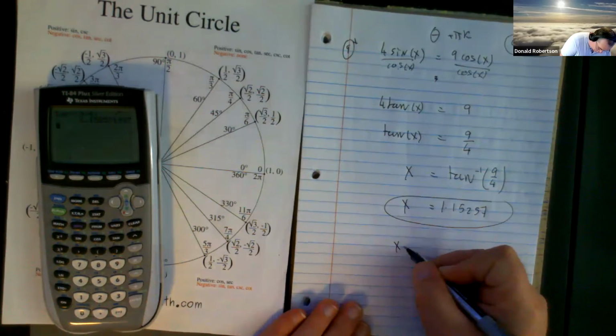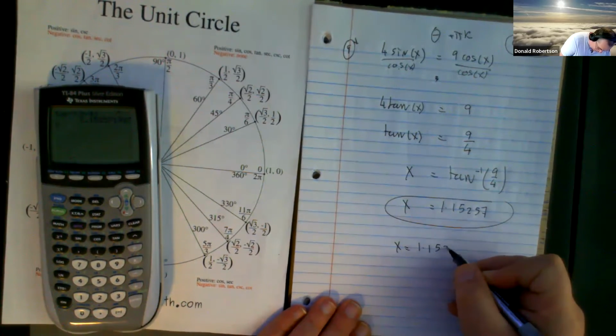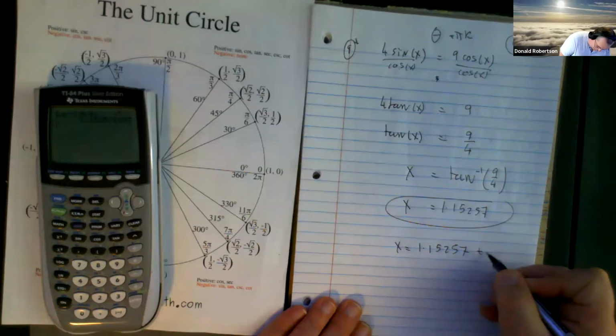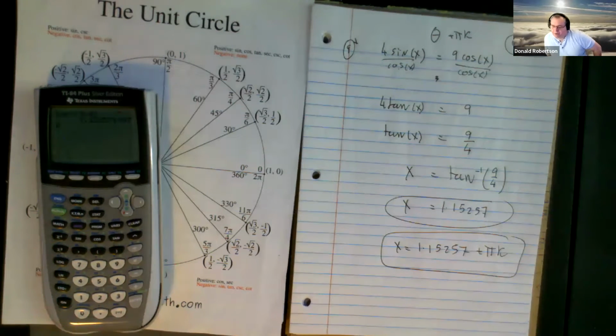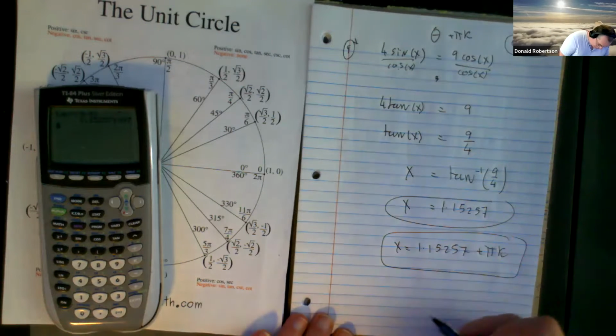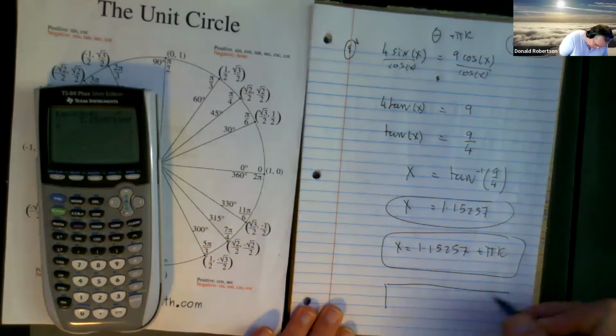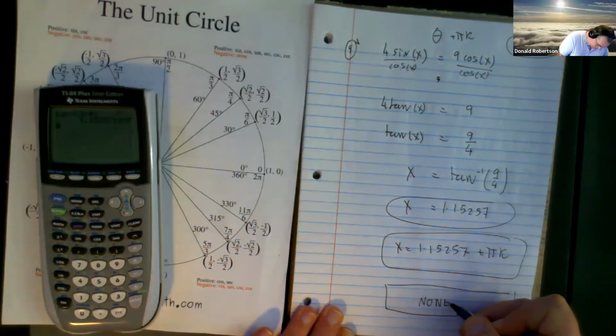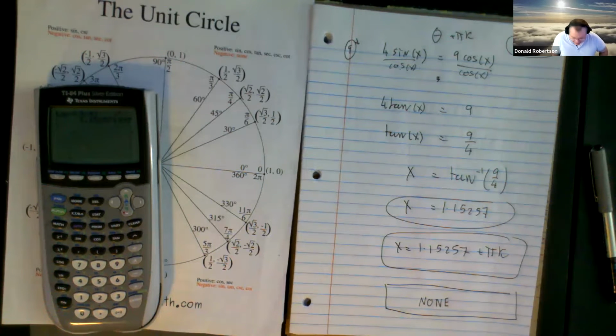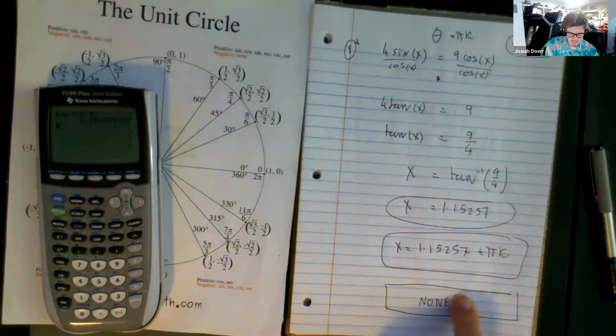So we're just going to call it 1.15257 plus pi k. In a lot of ways, that was much easier than the usual. And there are 2 boxes, but the second one is none. And you might say, why don't I have a second answer?